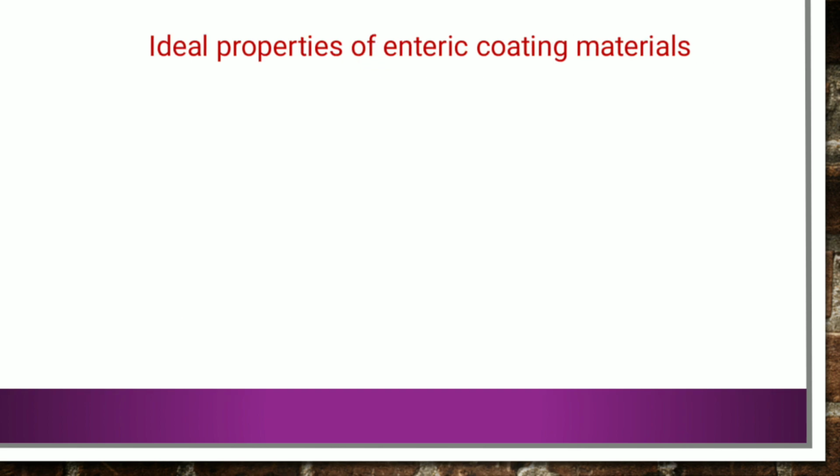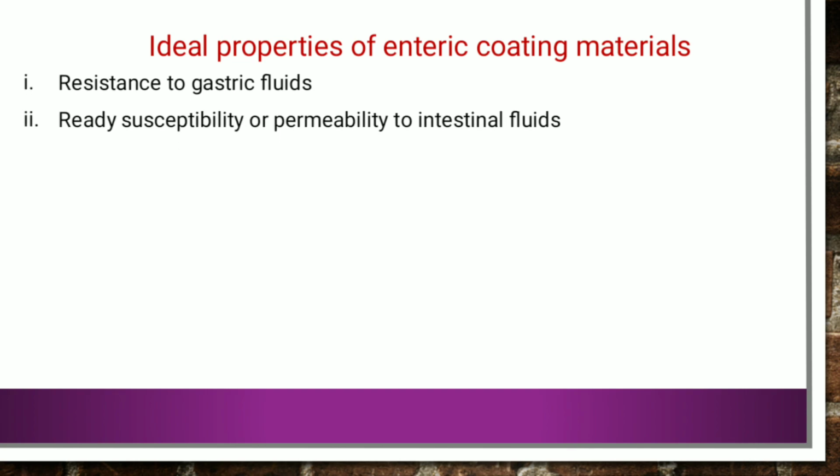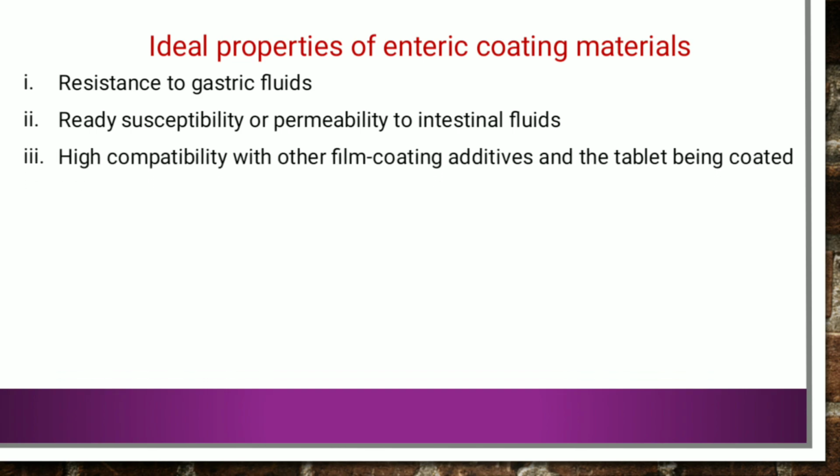Then the next one is ideal properties of enteric material. So whatever enteric materials are used, they should possess the following properties. First one, it should resist the gastric fluid. Then the next one is it should be readily susceptible or permeable to the intestinal fluids. Then it should have high compatibility with other film forming adhesives and the tablet being coated.